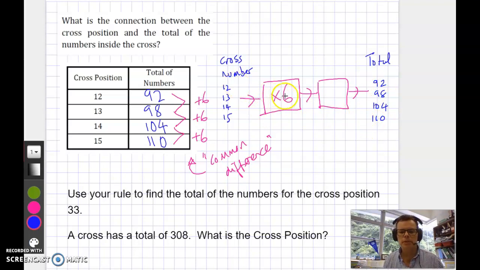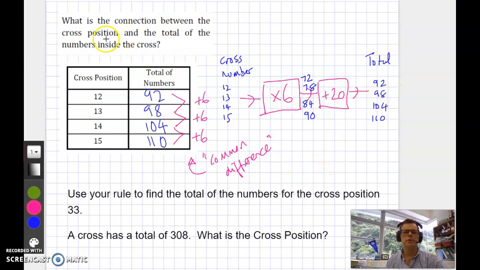We know it's something to do with the 6 times table. 12 sixes are 72, 13 sixes are 78, 14 sixes are 84, and 15 sixes are 90. And so you'll be able to spot, I think, what goes in this part. We need to add 20 to get through there.